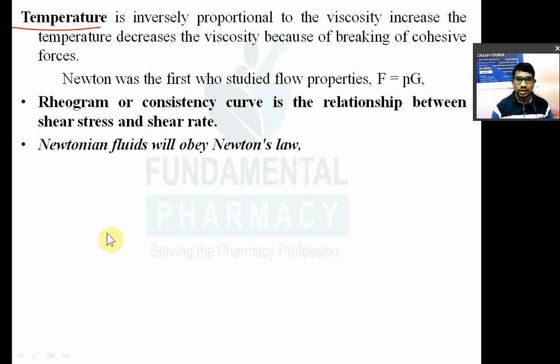Newton was the first who studied the flow properties of fluids, and he gave this equation: F is directly proportional to G, and that's why you take a rate constant known as eta, which is nothing but the viscosity. So viscosity is equal to F divided by G. Rheograms are nothing but the consistency curve. They show the relationship between shear stress and rate of shearing. Newtonian fluids will obey Newton's law.